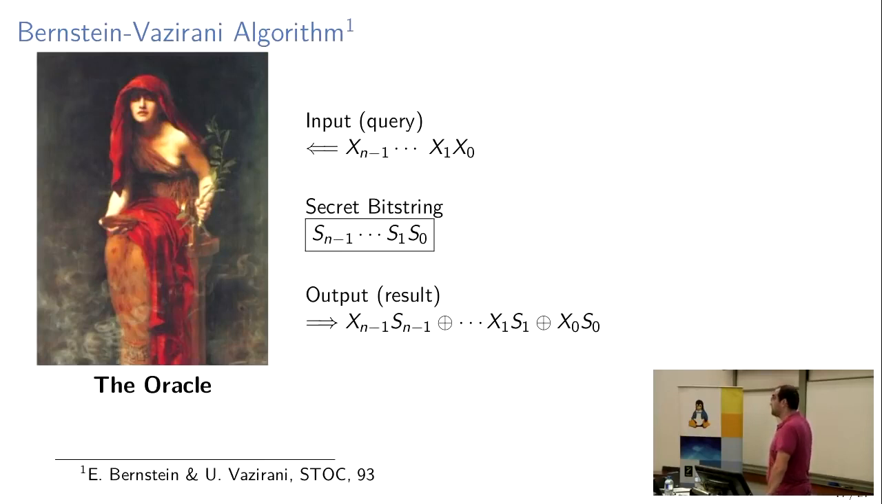So let's say you have an oracle, and the oracle has a secret bit string, and you don't know what that is. You can ask the oracle a question, where you give it a bit string. It will give you the dot product output. So let's say the secret is all ones. If you give it the bit string 0, 1, 0, 0, you would get back 0, 1, 0, 0. And the goal is to find out what that secret is by only asking with an input bit string.